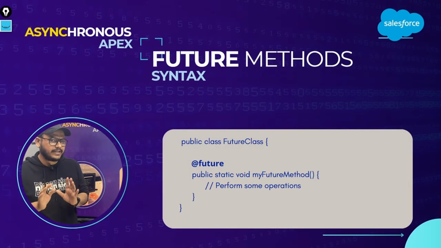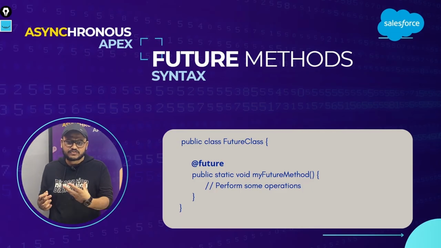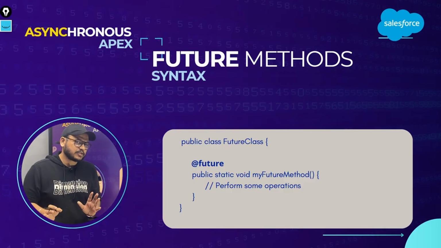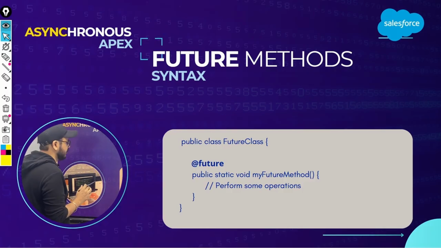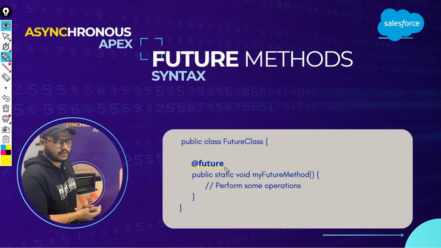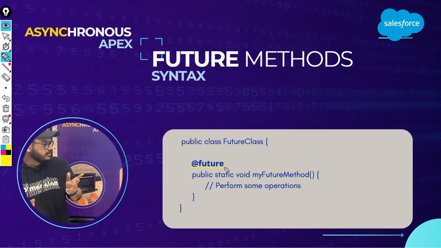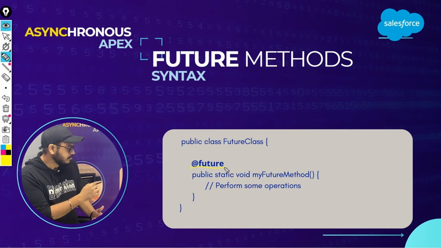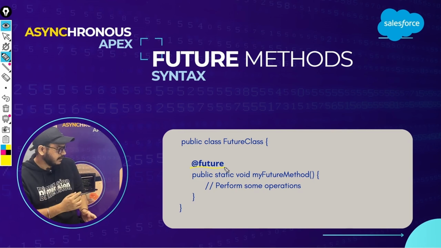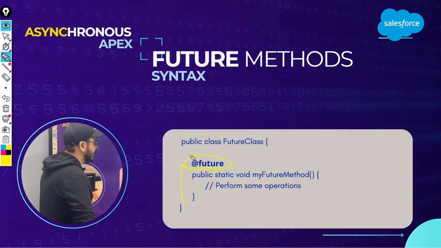Syntax of future method is very, very simple. So there is no specific syntax as such, but there are a few things which you need to understand. From a syntax perspective, if you just need to define a method as a future method, you simply need to use @future annotation here. For future methods, we just have to use an @future annotation before defining the method. So if this is your method, before the method, you will just go and put @future annotation.